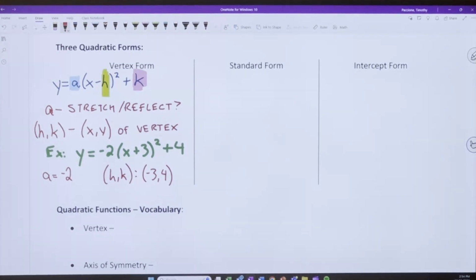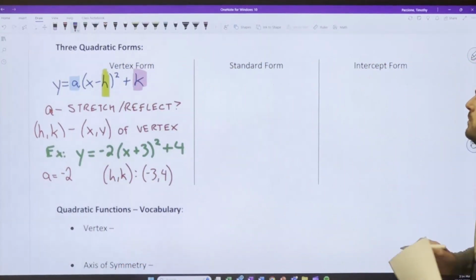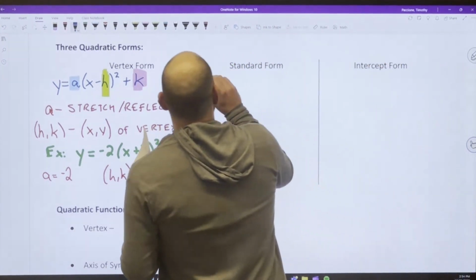So that's the form we've been dealing with, right? There's 2 other forms. Just like there were different forms of lines, and each form gave you different things. Okay? This next form is called standard form, right? And this is the form that you're going to be working with a lot for the rest of the year. Okay? It looks like this.